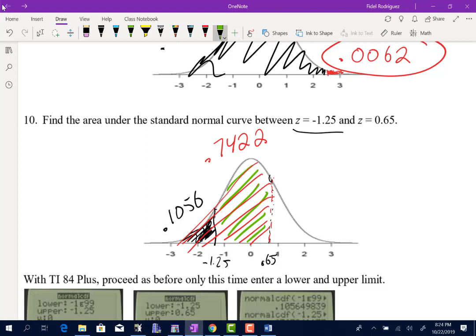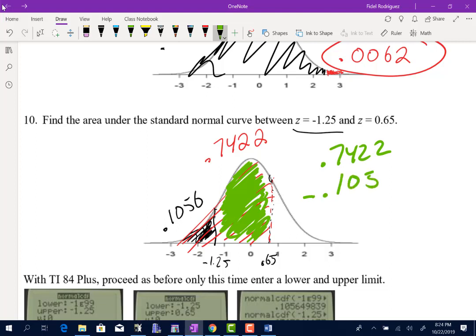Okay, so now if all we really want to find, guys, is the middle, what are we going to do with those numbers? Subtract them, right? We're going to take 0.7422 and we're going to subtract 0.1056. And anybody got a calculator know what you come up with?